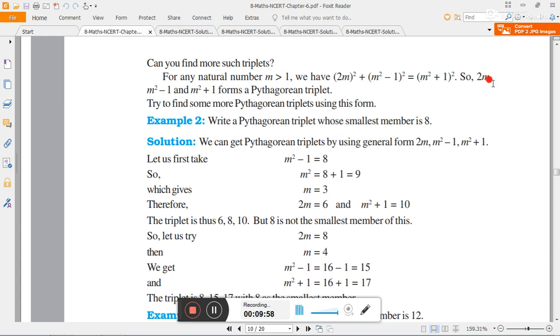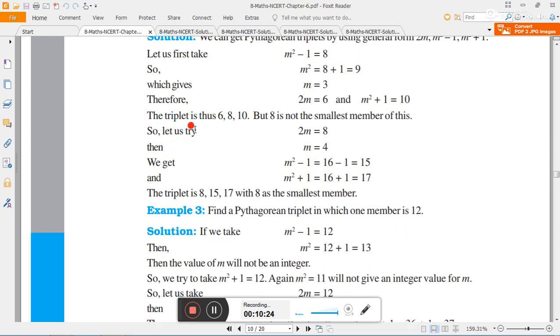We can say that 2m, m square minus 1 and m square plus 1, these three are members of the Pythagorean triplet. So whenever they give a smallest number, you just have to compare it with 2m and find the value of m, and whatever value of m you get, put it in the other members. See here, 8 is the smallest number, so we compare 2m equal to 8, which gives m equal to 4.